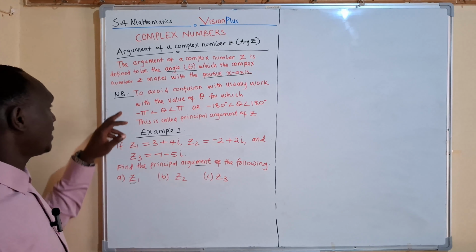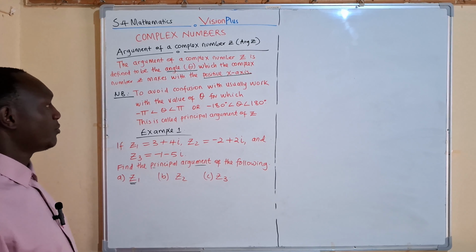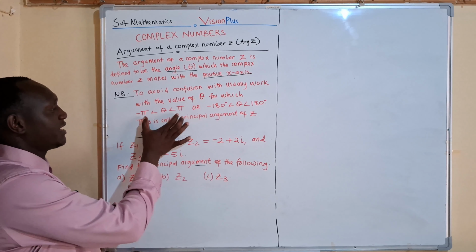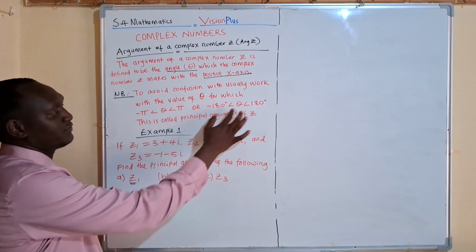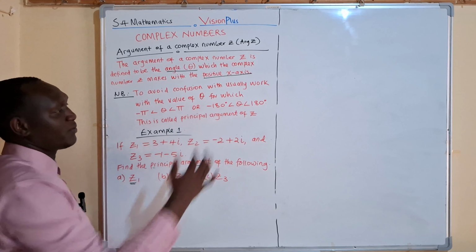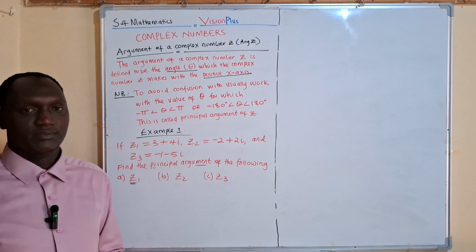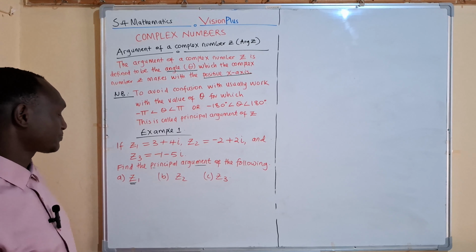Before we go to example 1, there is an NB here that says, to avoid confusion, we normally work with the values of the angle theta in the range of negative pi and pi, or in the range of negative 180 degrees and 180 degrees. And this is what we call the principal argument. So we're going to example 1.